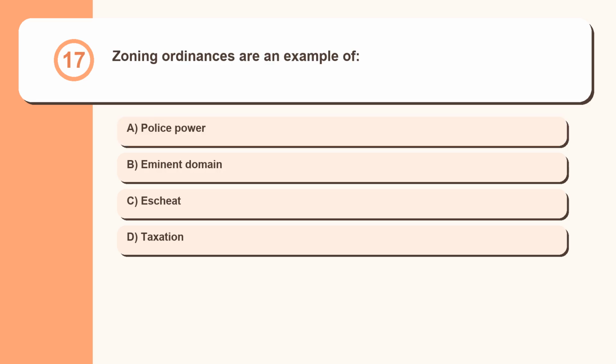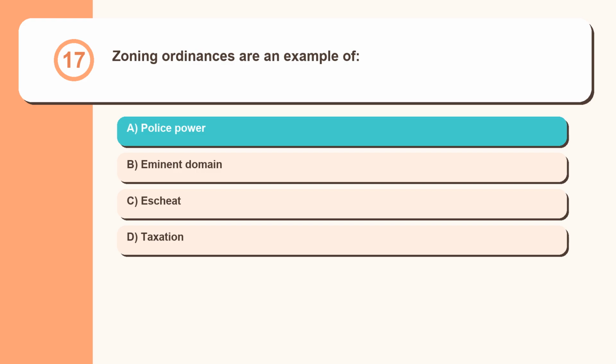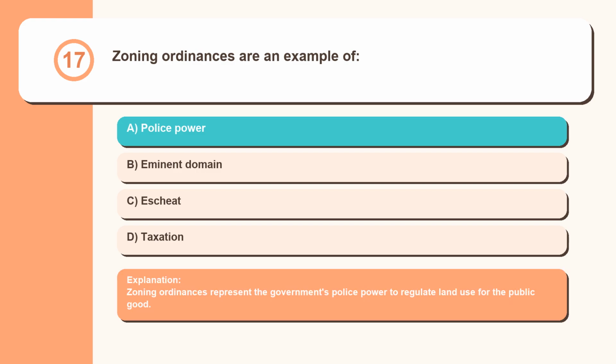Question 17. Zoning ordinances are an example of: police power, eminent domain, escheat, taxation? Zoning ordinances represent the government's police power to regulate land use for the public good.